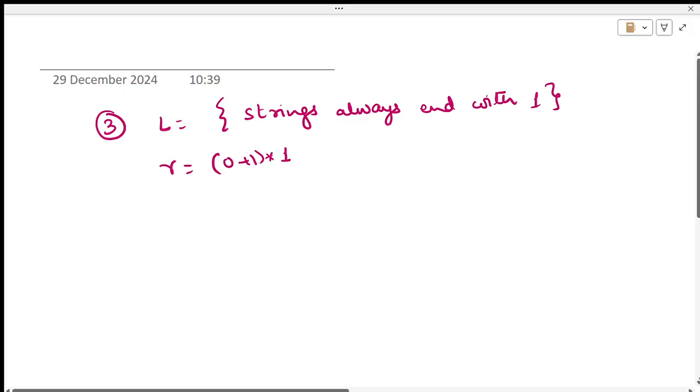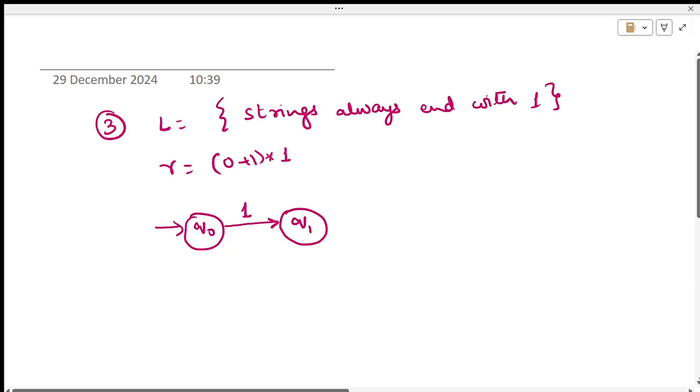So whenever we have such type of example, check if the language has a null string. It doesn't have a null string in it, so we'll not make the first state, the initial state, the final state. Here, Q0 is not the final state. What is the requirement? All strings in the language must end with a 1.